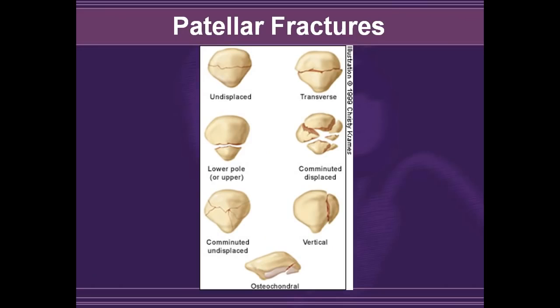These are the types of fractures that can occur: undisplaced, transverse, displaced, lower pole, upper pole, vertical, and comminuted fractures. The transverse fractures are more worrisome than the vertical fractures because the quadriceps tendon and the patellar ligament insert on either side of the patella, and when the patient flexes the knee, there's increased risk of non-union due to distraction of the two fracture fragments. So patients who have this type of fracture are required to stay in neutral position without any flexion.